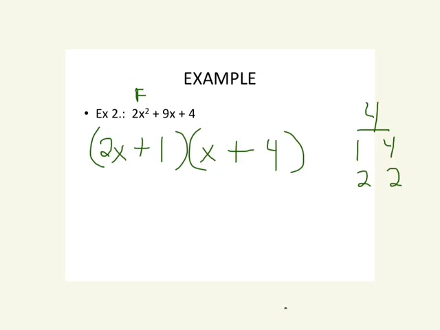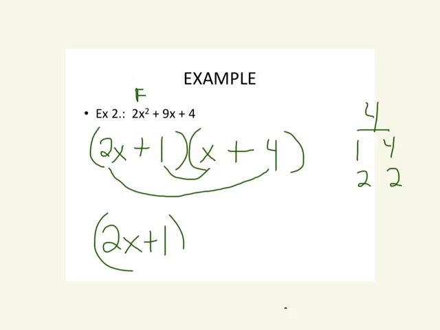Well, if I FOIL this, the F works out. 2x times x is 2x squared. The outside is 8x. The inside is 1x. And the last is 4. And if I combine my outside and my inside, I get 9x. So therefore, that's my solution: 2x plus 1, x plus 4.